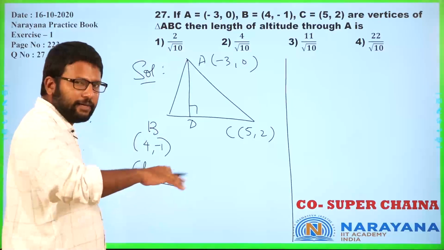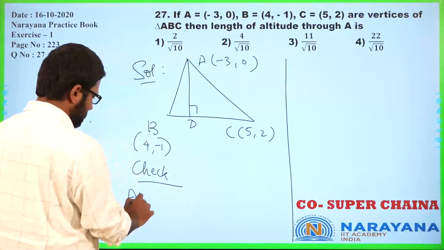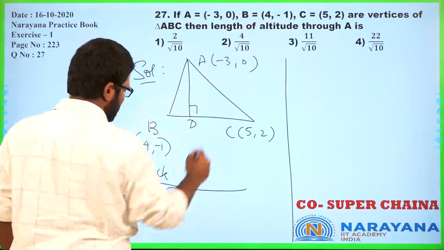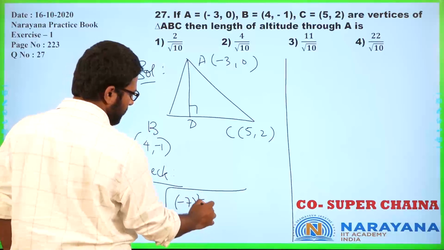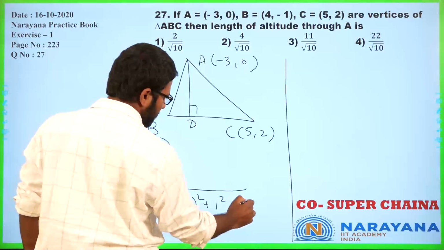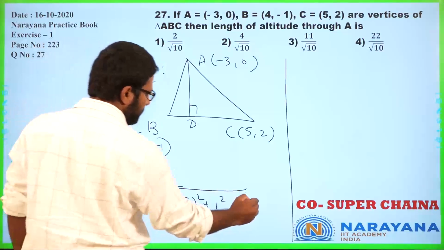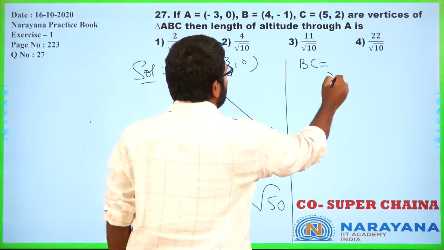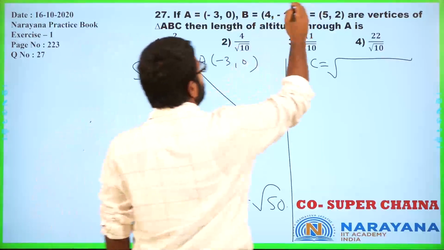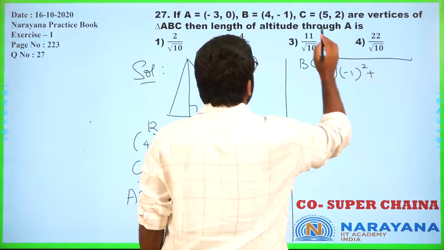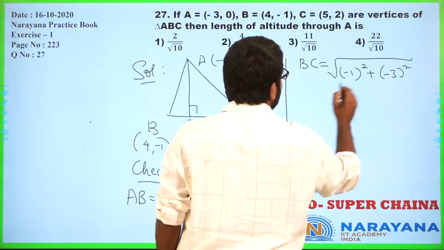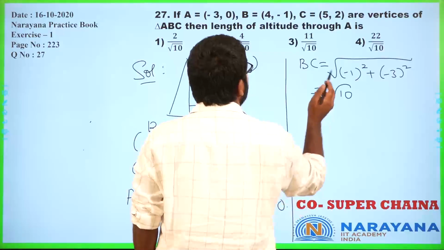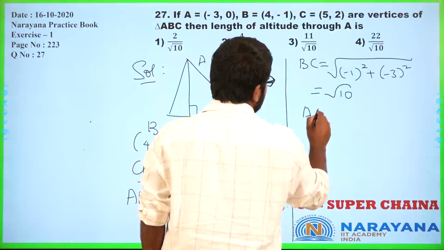This is like the initial trial and error at the beginning of the problem. AB would be under root minus 3 minus 4 the whole square plus 0 minus minus 1 the whole square. Minus 3 minus 4 is minus 7, square is 49, plus 1, so root 50. AB is root 50. BC is under root 4 minus 5 minus 1 square plus minus 1 minus 2 minus 3 square, which is 1 plus 9, 10 under root, so root 10. It is BC.